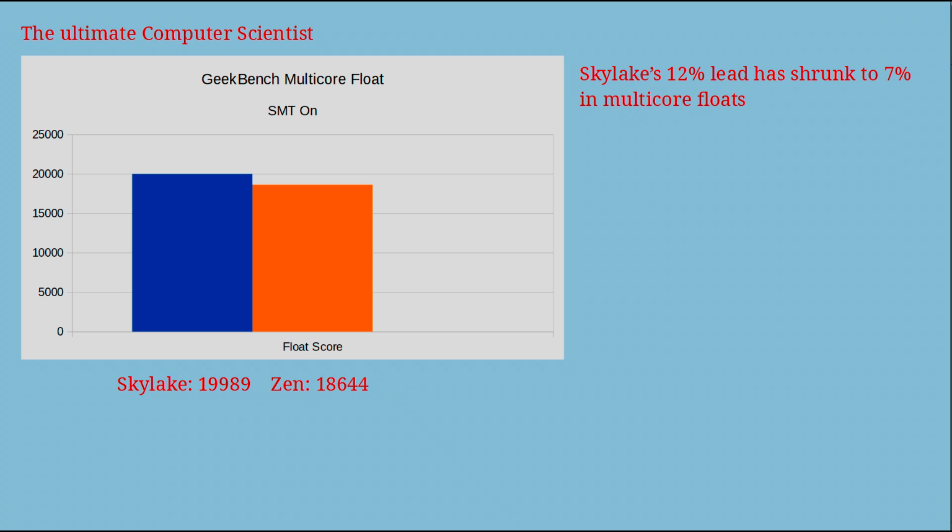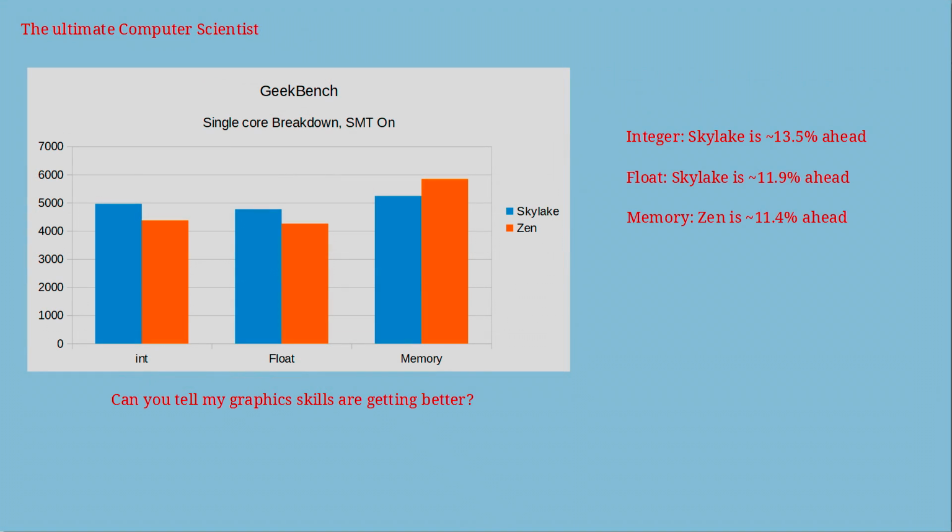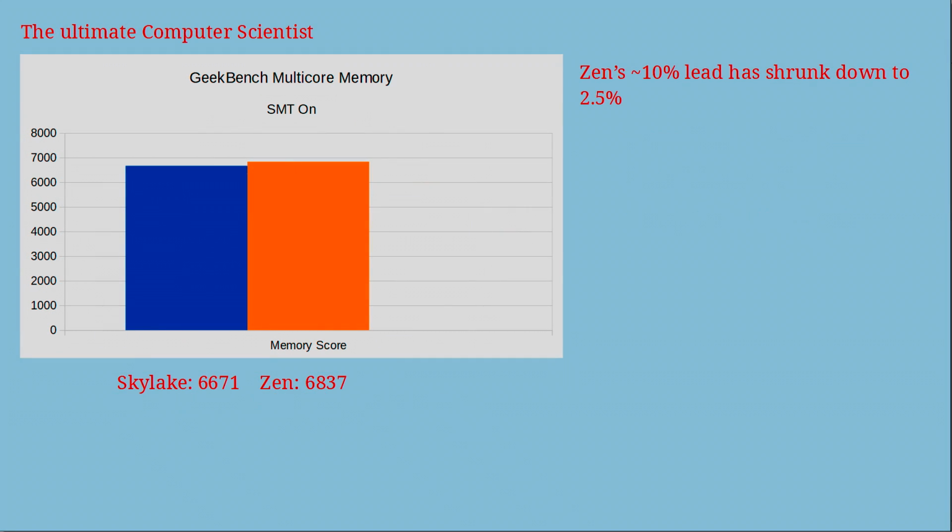But it's not only the Skylake CPU that has lost its lead. When it comes to memory scoring, before Zen was 10% ahead. Now that lead has shrunk and it is only 2.5%. The reason for this narrowing of the gap, I believe, is that with all the cores active, the bus bandwidth may be the limiting factor to feed all of the cores, and as both CPUs have the same bus speed, the performance is almost the same.